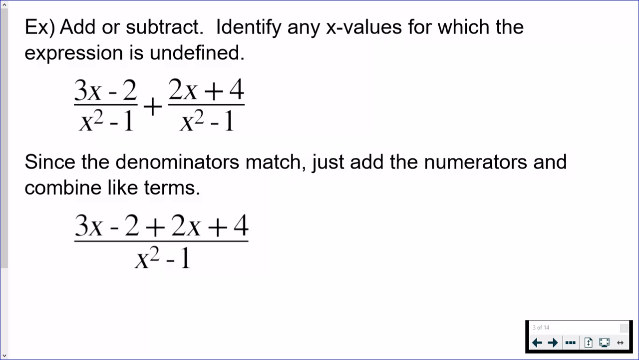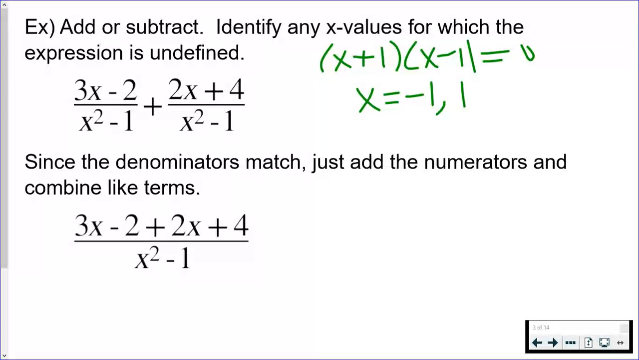So what I'm going to do is factor. X squared minus 1 is a difference of squares. Square root of x squared is x. Square root of 1 is 1. So my denominators factored would be x plus 1, x minus 1. Difference of squares. So if you set them equal to 0, x plus 1 equals 0 gives you x equals negative 1. X minus 1 equals 0 gives you x equals positive 1.